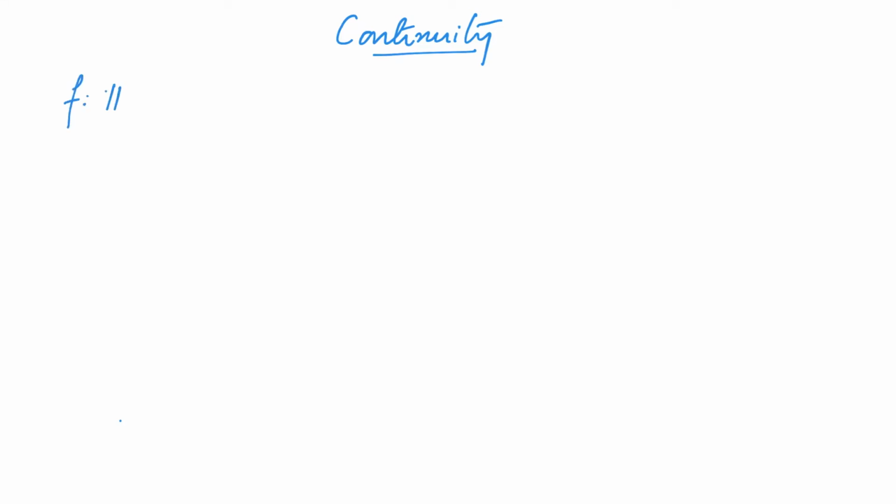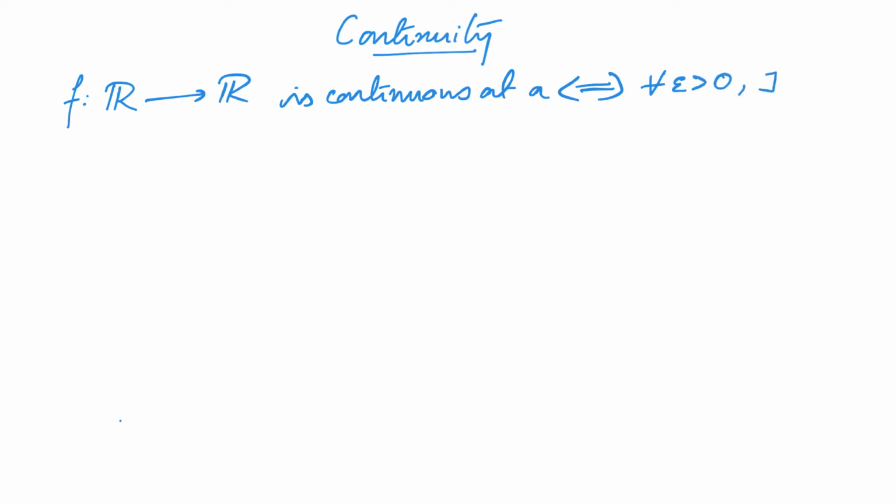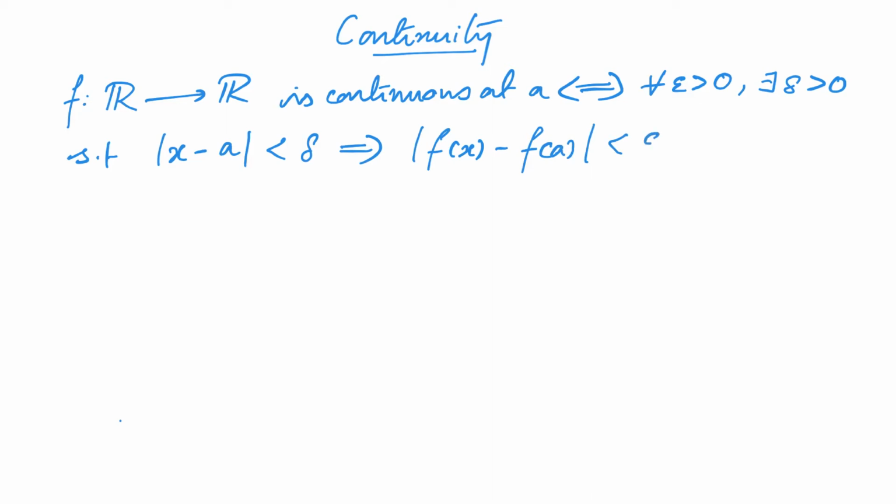Intuitively, we said a function f from R to R is continuous if it mapped nearby points to nearby points. And we captured this intuition in the following precise manner. We said the function is continuous at a point a if and only if for every epsilon greater than 0, there exists a delta greater than 0 such that whenever mod of x minus a is less than delta, mod of f of x minus f of a is less than epsilon. And the relationship between the intuition and this precise notion is that modulus kind of acts as a distance.